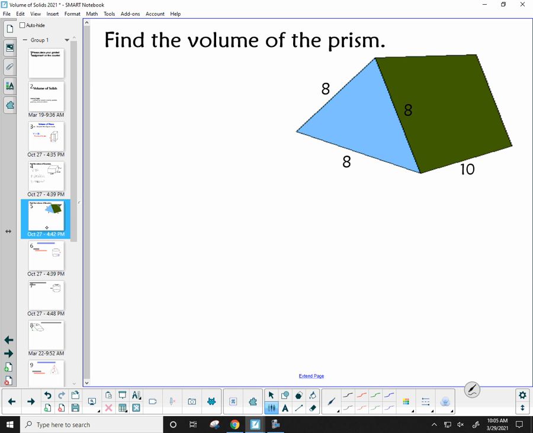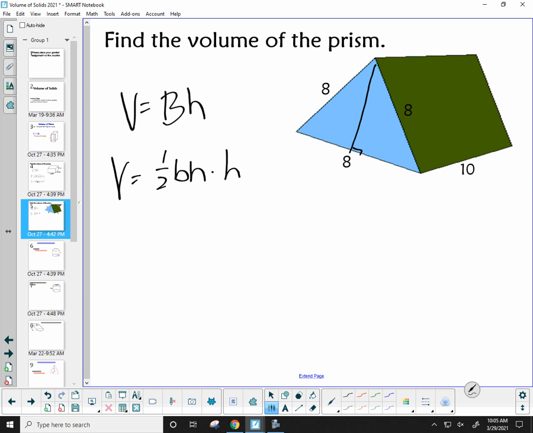Okay, so we know volume equals area of the base times the height. This time my base is a triangle, so it's 1/2 base times height. Let's multiply that by the height of the prism. So we need to think about the area of that light blue triangle there. I need a base and a height. Well, what kind of triangle is this blue triangle? It's equilateral. So I can draw in a height here.